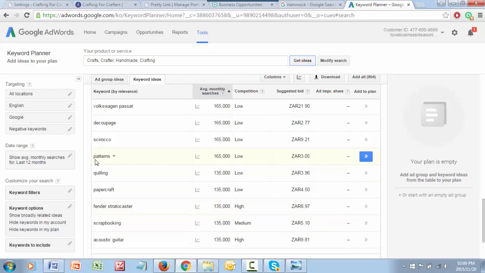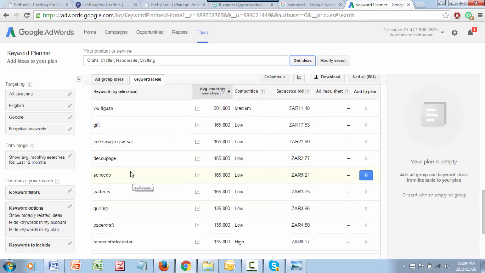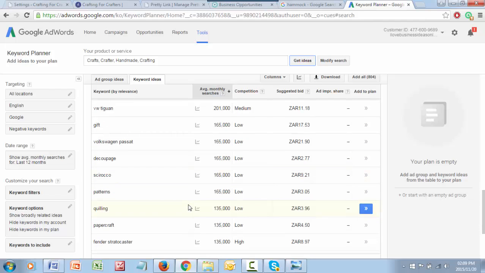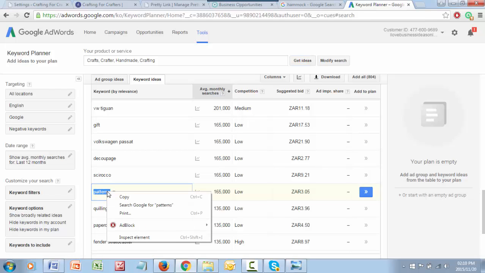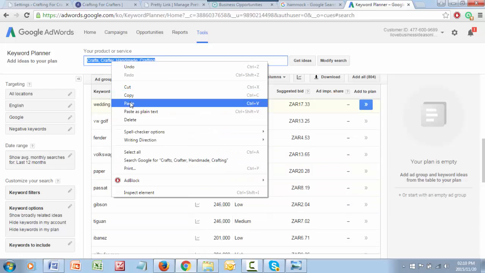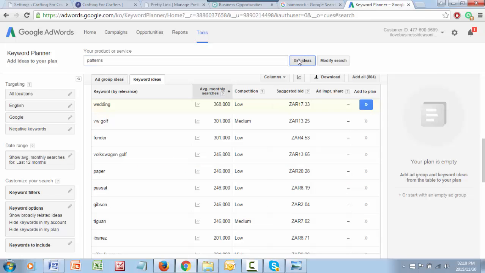Quilling. Things like patterns. You need to know your market to know that there's a huge amount of I want free stuff. But again, if there's low competition, by the way, this is not like, oh, nobody wants to compete with it. There's low competition for paying for AdWords. Okay? So let's go with patterns, because it's still a seed keyword. It's still a core keyword, okay? So I'd go up here and I'd whack it into the top here. I'd paste it in. I'd get ideas.